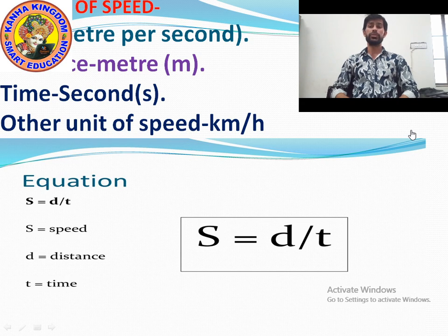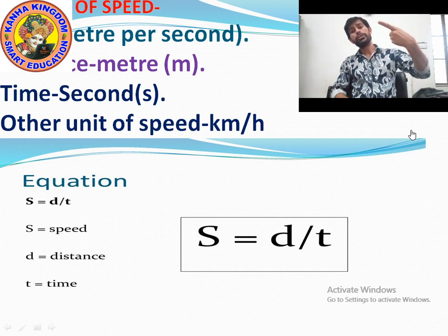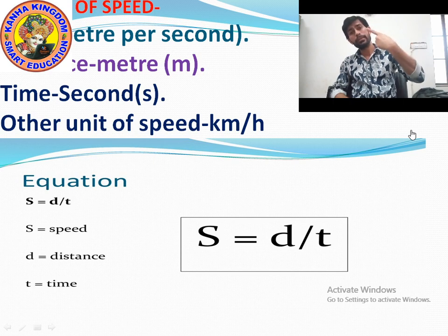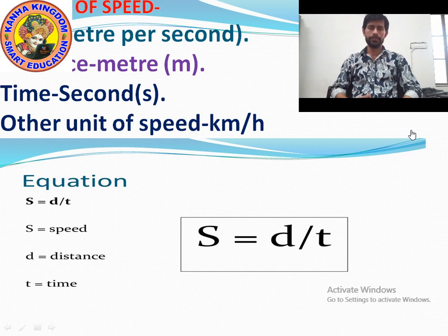What is the SI unit of distance? The SI unit of distance is meter and the SI unit of time is second. So speed is equal to distance upon time, so the SI unit of speed is meter upon second. Distance means meter, time means second. So you can see the equation: S is equal to D upon T. S for speed, D for distance, and T for time.